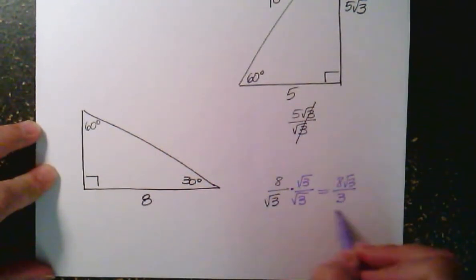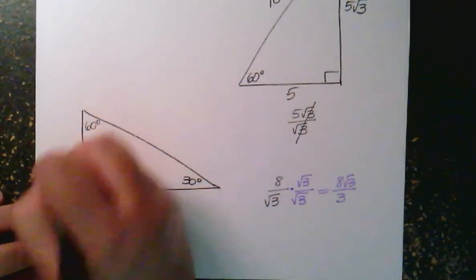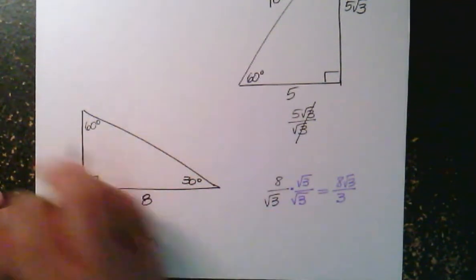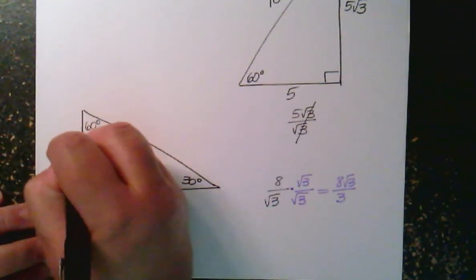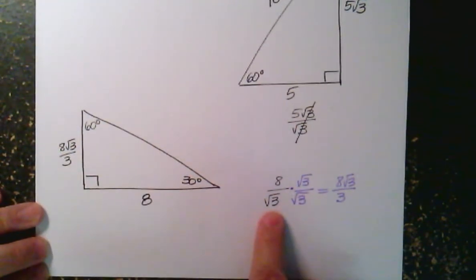So now I don't have a radical in the denominator, so that's an acceptable answer. So that would be my short leg. I was going from the long to the short. I divided by square root of 3. I just had to write the answer in a way that it's allowed, because we're not allowed to leave radicals in the denominator.